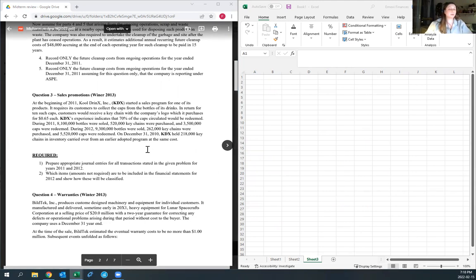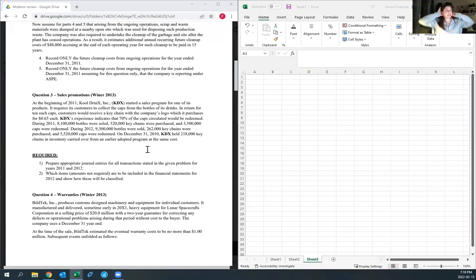It's about sales promotion. Sales promotion, accounting for it is the same as the warranty expense method. So where you put down your expense for your estimation of the cost of the sale promotion, and then you come and reduce your liability once you have the actual costs of the promotion for the year.